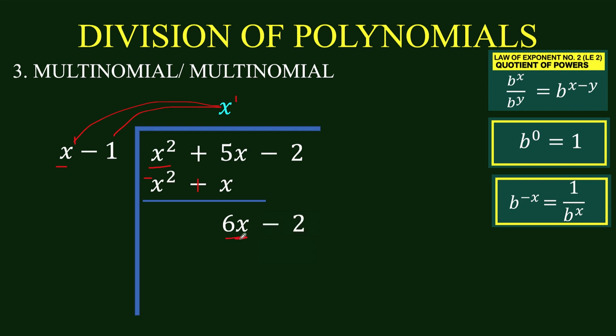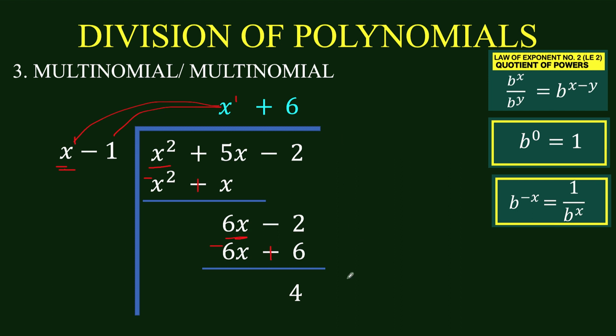Then the first term here and the first term there, we divide. 6x divided by x is positive 6. Then 6 times x is 6x, and 6 times negative 1 is negative 6. Then change the sign, proceed to addition. The 6x terms become 0 as additive inverses, and negative 2 plus 6 is positive 4.